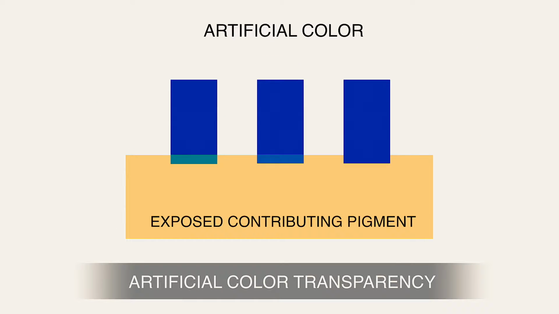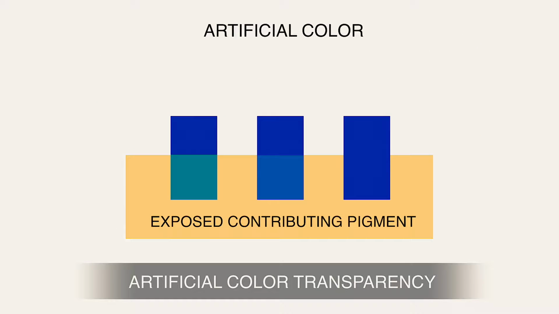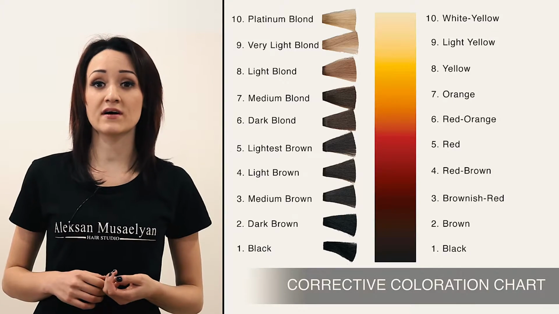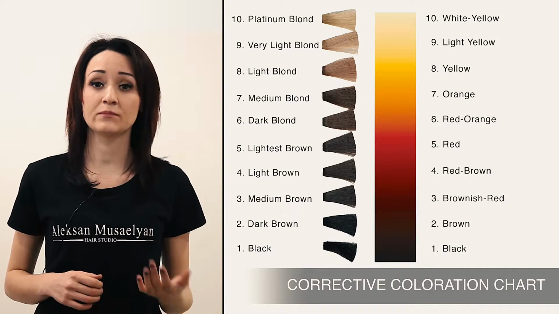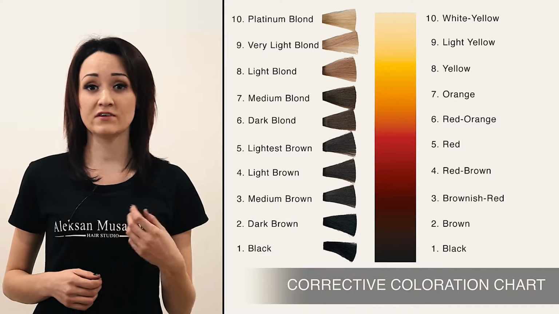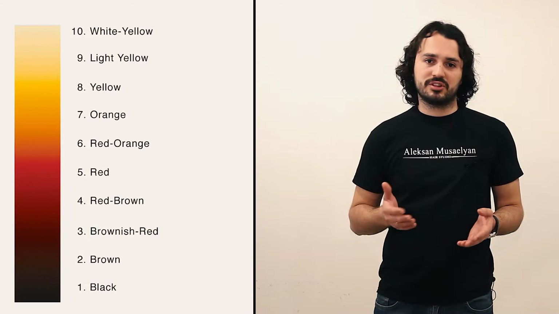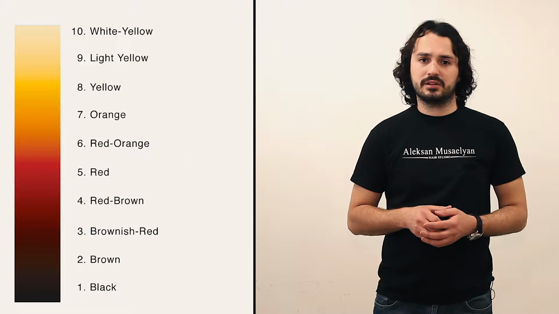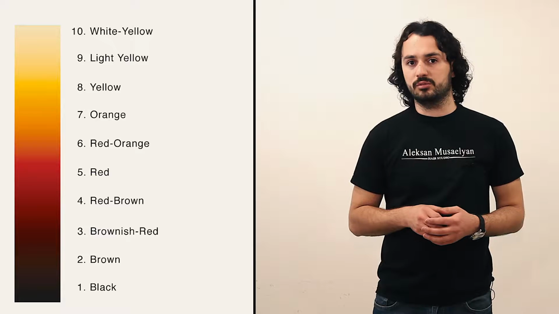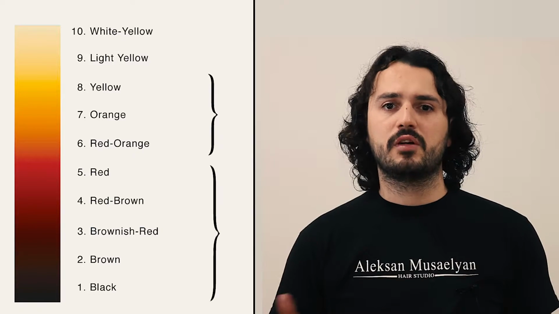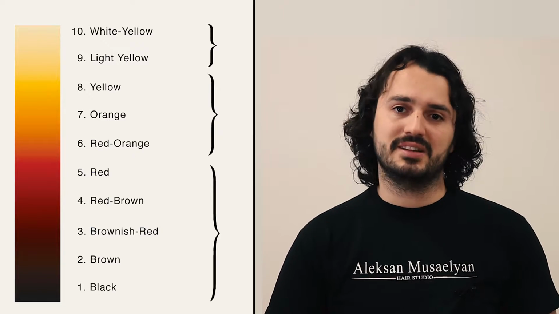The more transparent the cosmetic color is, the greater will eventually be seen the pigment to be toned down or neutralized. In this case, the corrective coloration chart is often used for convenience. It shows which color is formed by the destruction of the melanin, depending on the level of tone depth. In every school and cosmetic company, the names of the exposed contributing pigment shades are given a bit differently, but generally from 1st to 5th, the predominant is red, from 6th to 8th, it is orange, and from 9th to 10th, yellow.